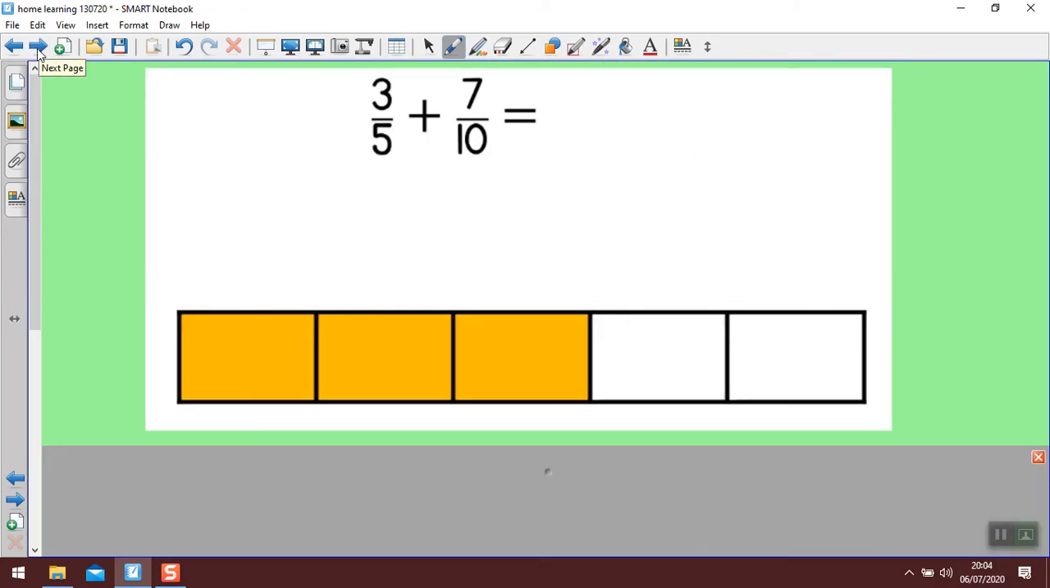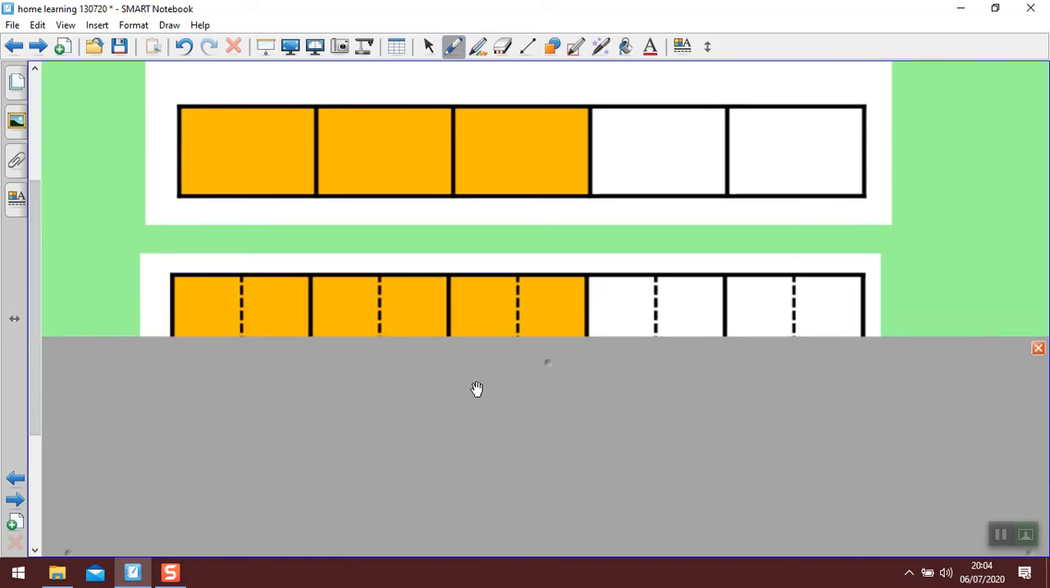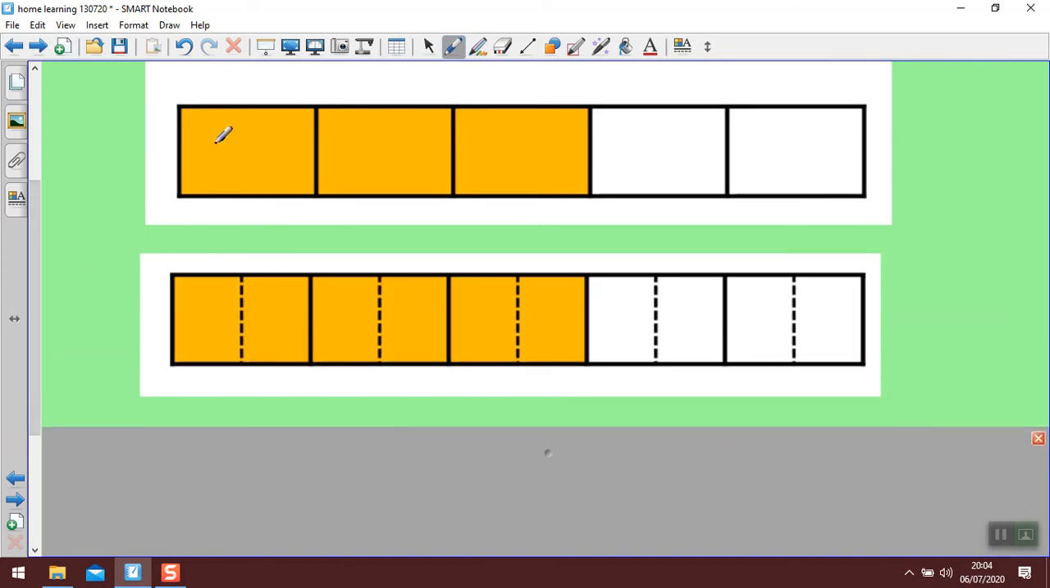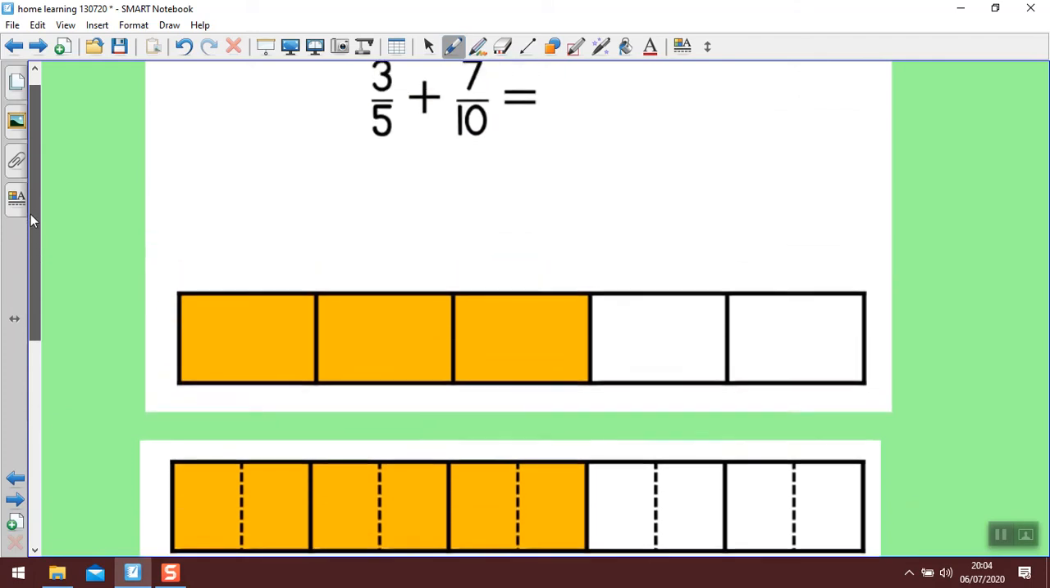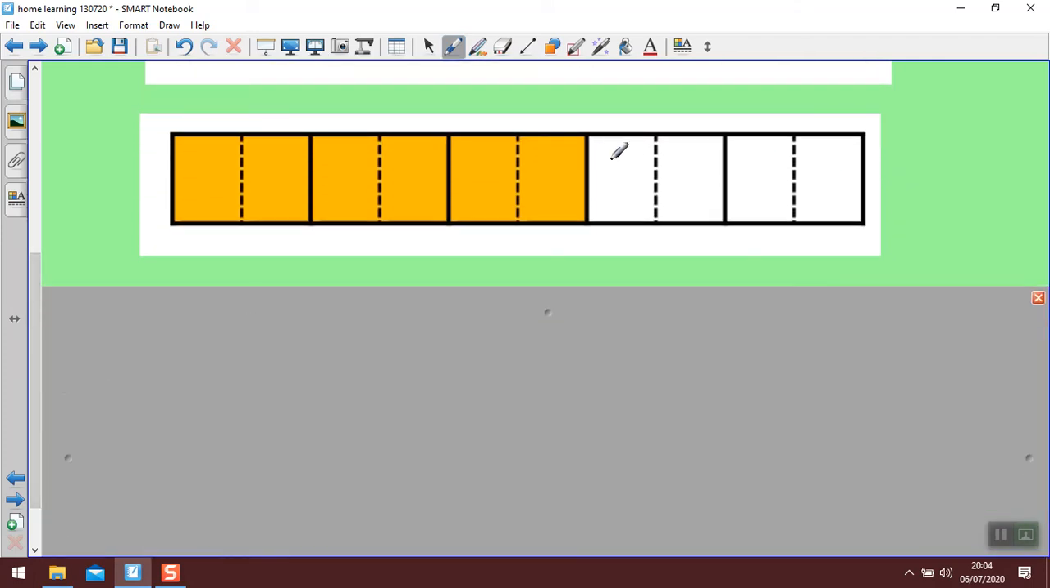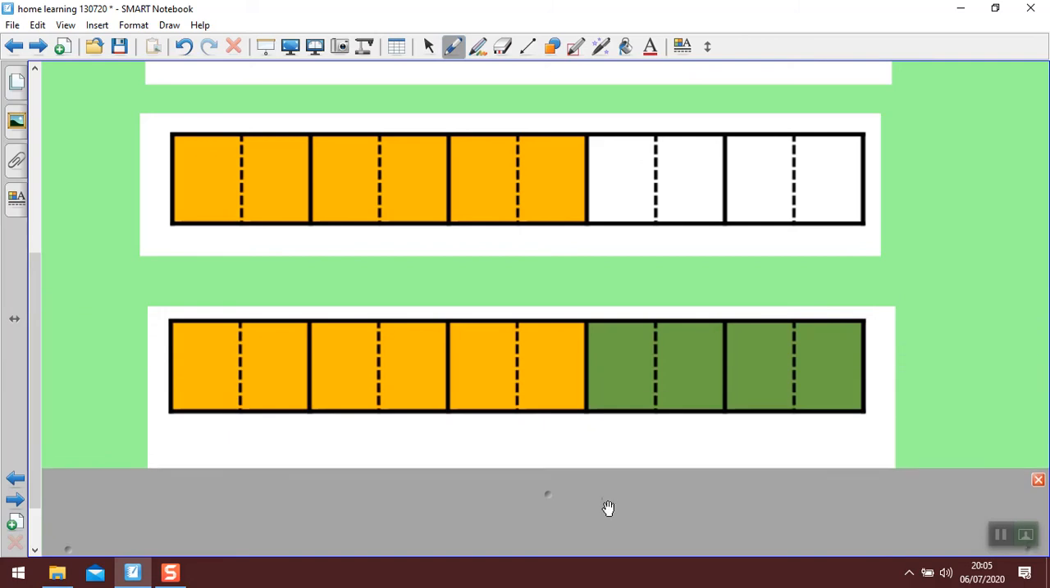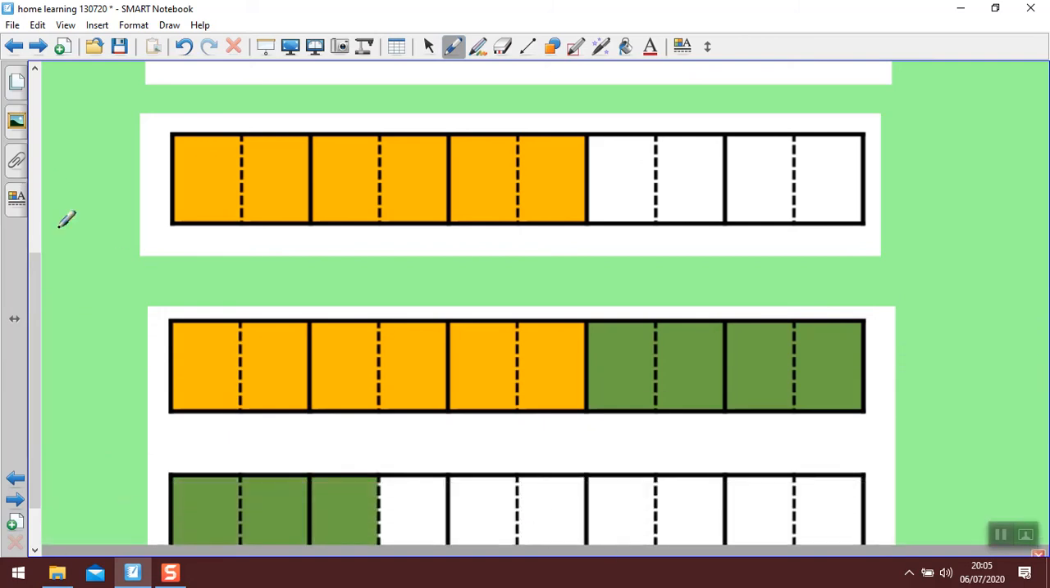Now you have a go at this one. 3/5 plus 7/10. Pause the video while you have a go. So already I've got 3/5 shaded in, and I'm going to add 7/10 to it. So I could split the fifths into 10 equal sections to give me tenths. So already I've got 3/5 coloured in. I need to add 7/10. So far I've got 6/10, and I'm going to add 7/10, but I've only got 4/10 left. So I'm going to have another bar as well.